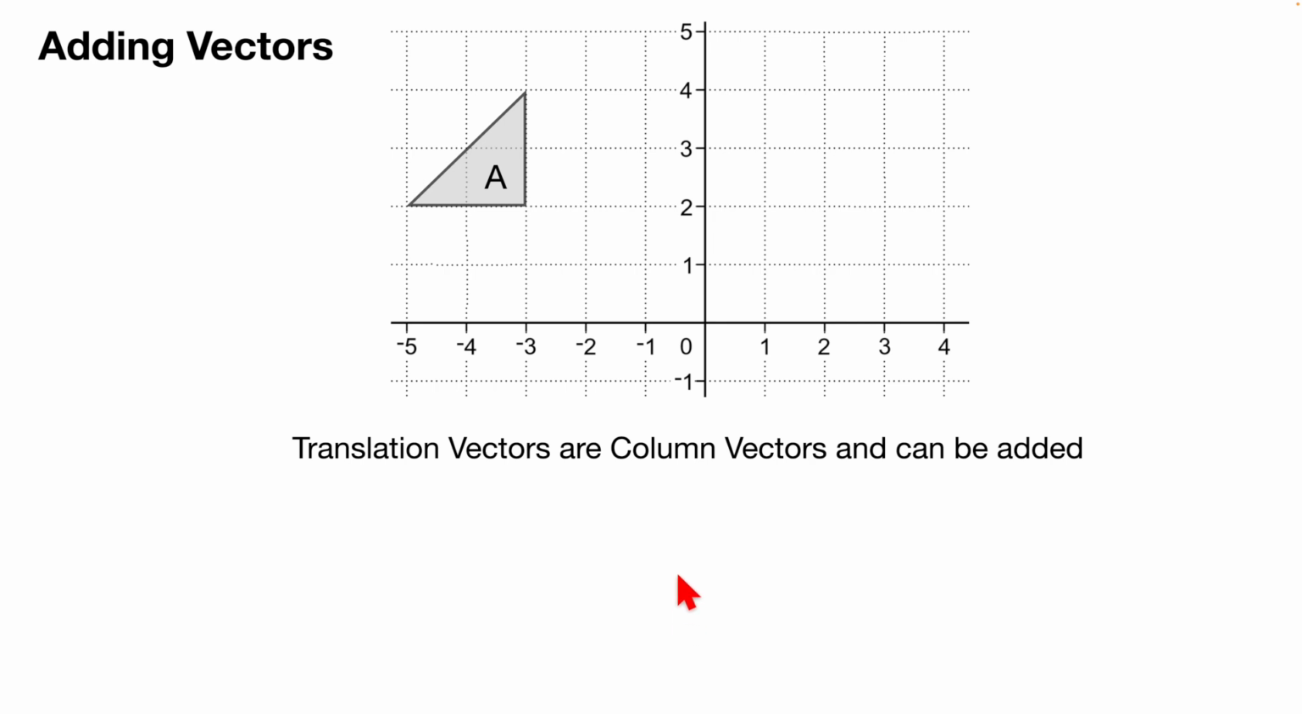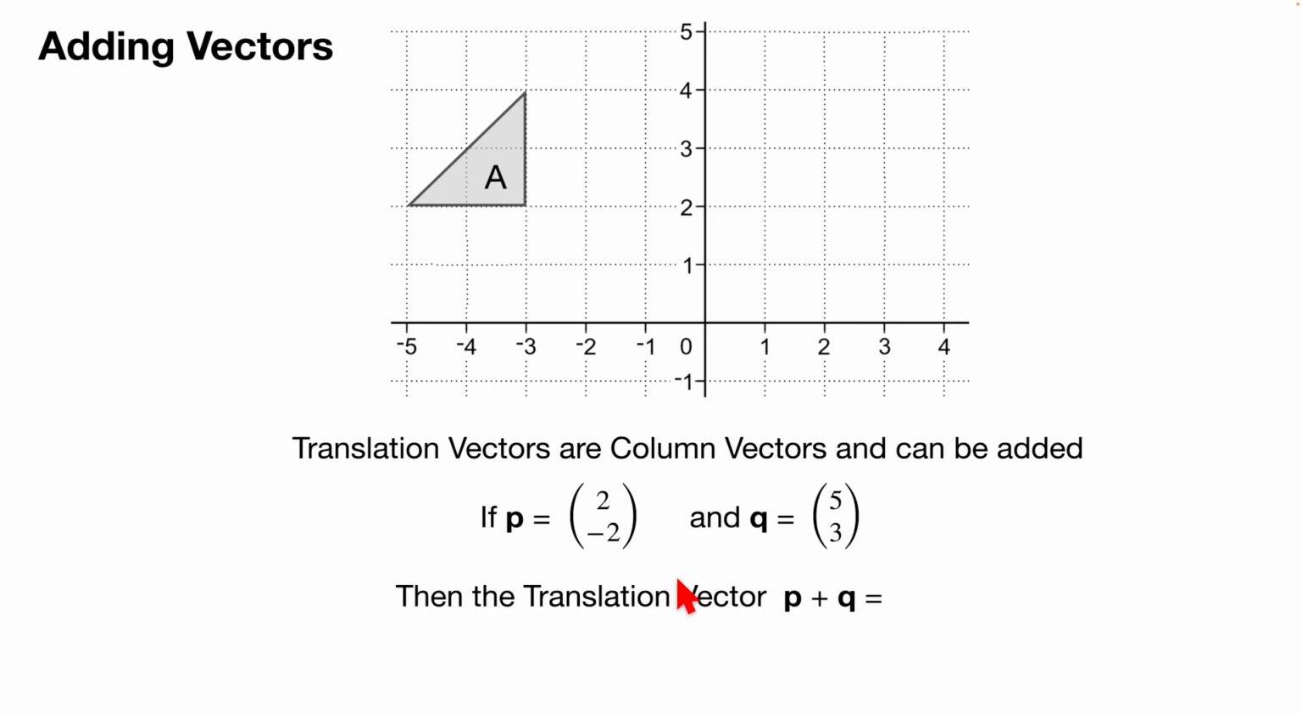They can be added. So if P equals (2, -2) and Q equals (5, 3), for example, we can add them. The translation vector P plus Q: 2 and 5 is 7, -2 and 3 is 1. So (7, 1). What's this like when we show it on the graph?